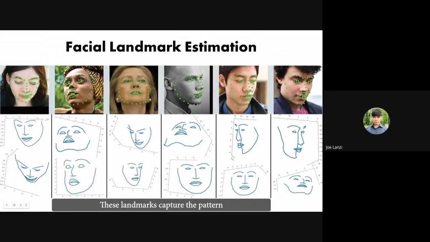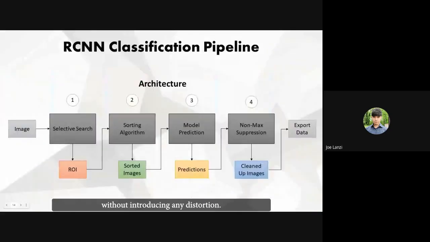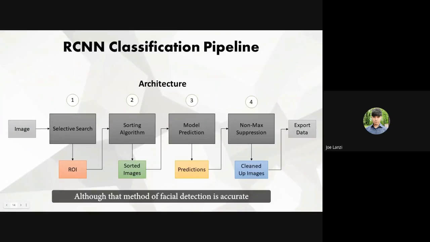These landmarks capture the pattern calculated in the whole face, including the small features, and simply rotate, scale, and shear the image so that the features are centered as best as possible by using affine transformation without introducing any distortion. Although that method of facial detection is accurate 98% of the time, it can easily misclassify and sometimes not locate faces due to unaccounted circumstances.